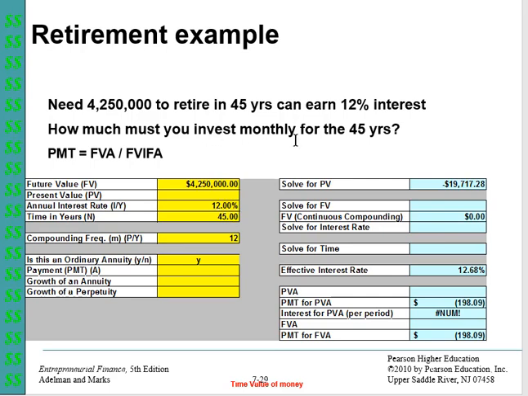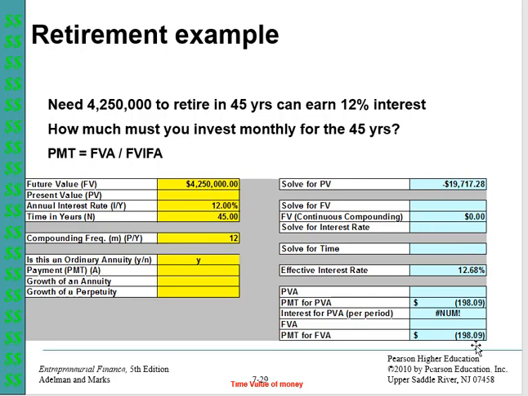And again, I asked for monthly payments, so you change the compounding frequency to 12. And again, if you have any numbers down here, you've got to delete them. It turns out that to get the future value, to get $4.25 million, you need to invest roughly $198.09. Now, if this is a 401k and your company will match your investment dollar for dollar, how much money do you need to invest to get to $4.25 million?